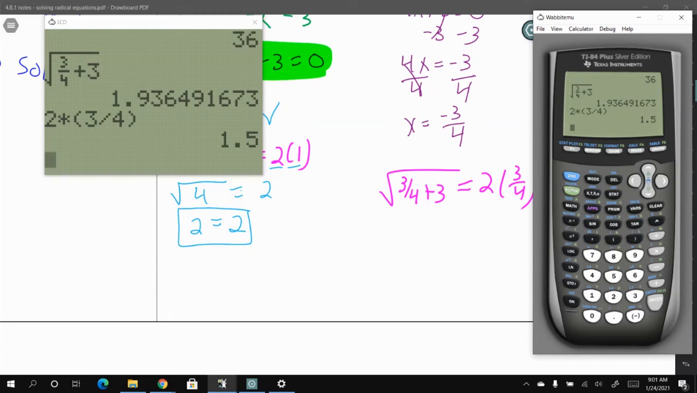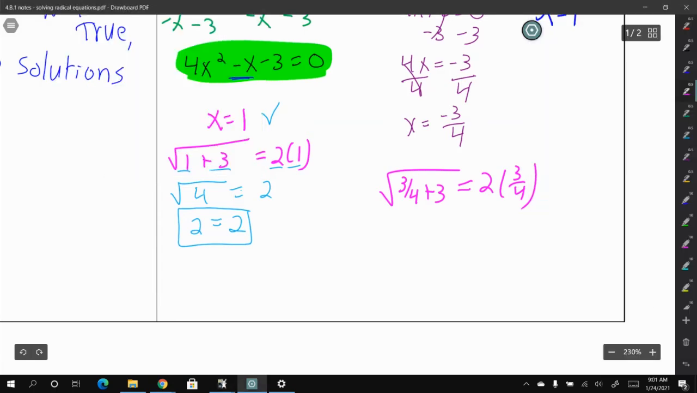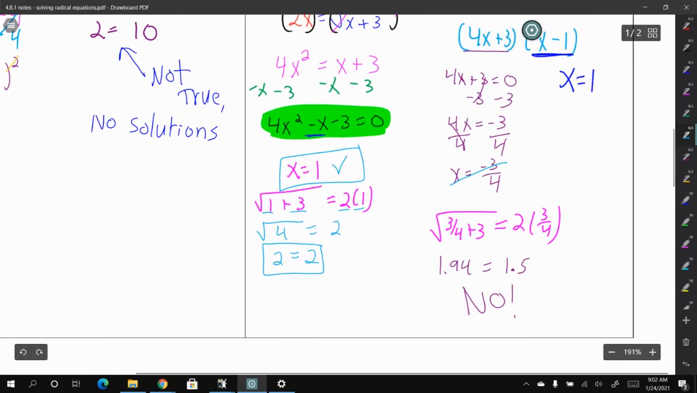So you get 1.94 on the left side equals 1.5. That's not going to work. So no, this is not a solution. Our only solution is x equals 1. You need to check both of these. So that is something I will expect to see, is that once you get your numbers, I expect you to check them.